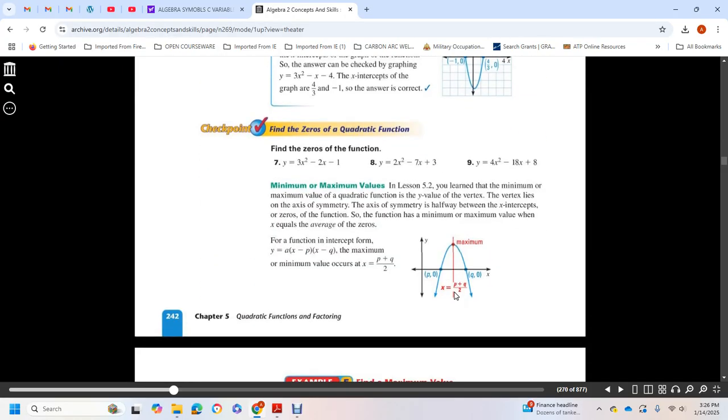Minimum and maximum values. As you learned in 5.2, you can find the minimum or maximum value of a quadratic function as the y value of the vertex. The vertex lies on the axis of symmetry. The axis of symmetry is halfway between the x-intercepts, or zeros, of the function. The function has a minimum or maximum value when x equals the average of the zeros. If your function is y equals a times x minus p times x minus q, the maximum or minimum value occurs where x is equal to p plus q over 2.